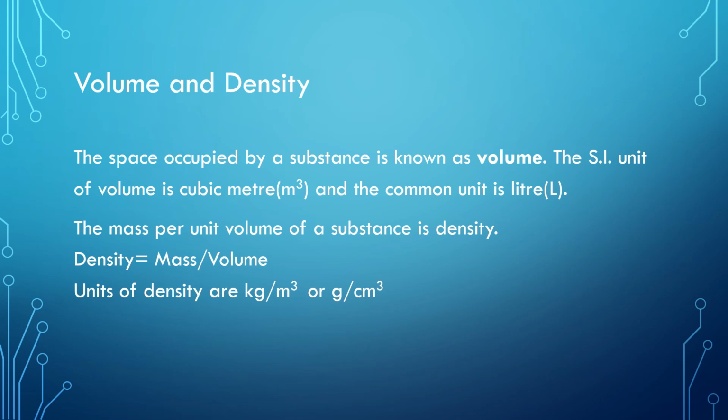Volume and density. The space occupied by a substance is known as volume. The SI unit of volume is cubic meter, which is meter cube, and the common unit is liter, which is represented by the letter L. The mass per unit volume of a substance is density. The formula for density is mass by volume. Units of density are kg per meter cube or gram per centimeter cube.